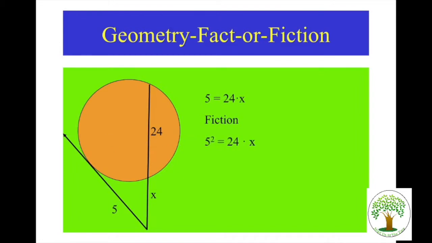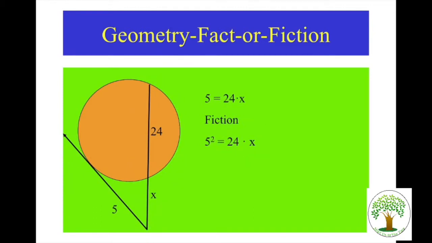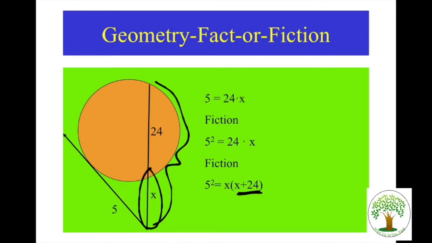That would have been this piece out here. And then x plus 24. Whoa, is this a fiction again? Is it really x times 24? No, it's another fiction. It should be the outside piece times the whole, which is the x times 24 there.